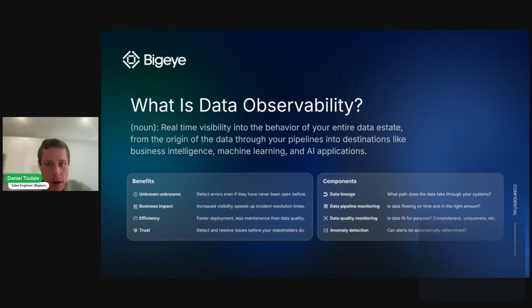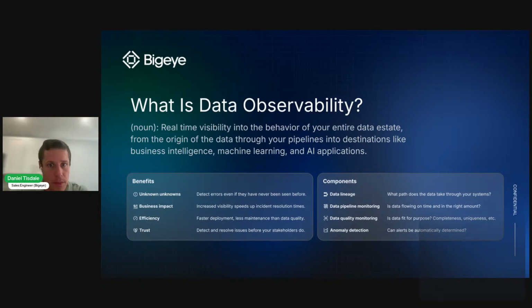Data pipeline monitoring. So that ensures that data is flowing on time, those jobs are running as scheduled, and the right amount. And what that means is making sure that the amount of new records that are being inserted or updated into a downstream table are within the normal historical shape and pattern of what other runs of the data are showing.